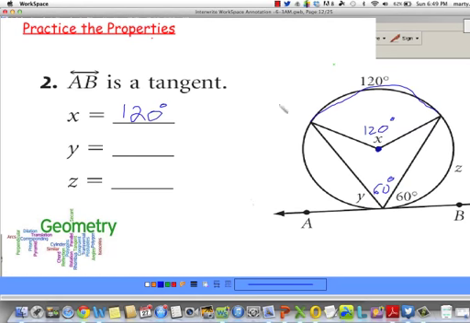Notice this says AB is a tangent. If this is a tangent, this is its point of tangency. These three together are going to have to add up to 180. So Y has to be 60 degrees. 60 degrees.